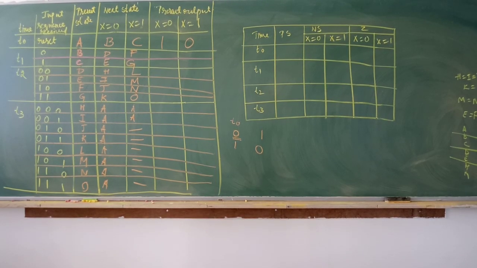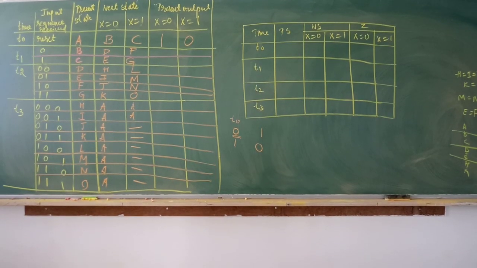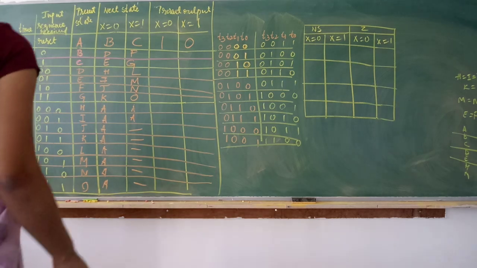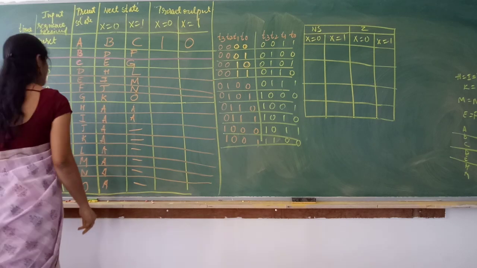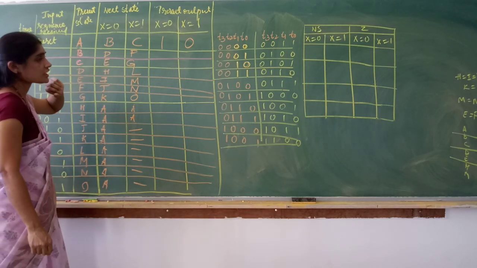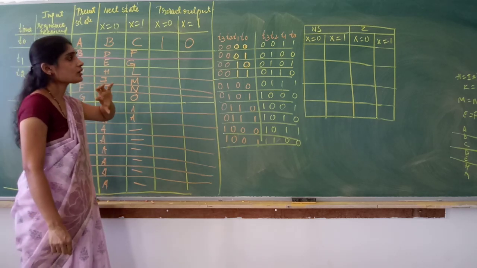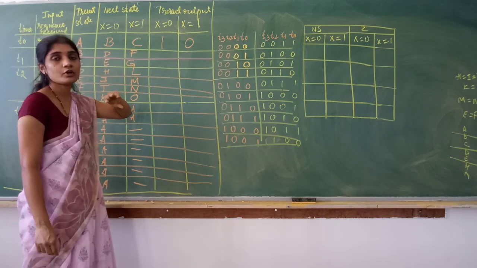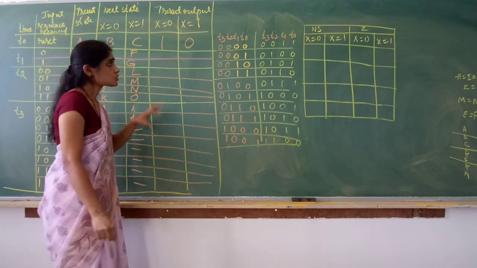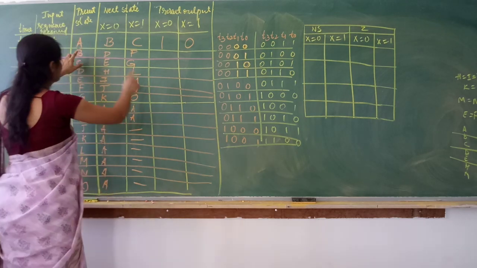So now next we should write the output. To write the output, it's better if we have the input table. That's why I have written the input table. So now the analysis we have done before we write this table, based on the same only we are going to write the output, but we are not going to take the complete 3 bits, we are going to just take the output at that time interval.